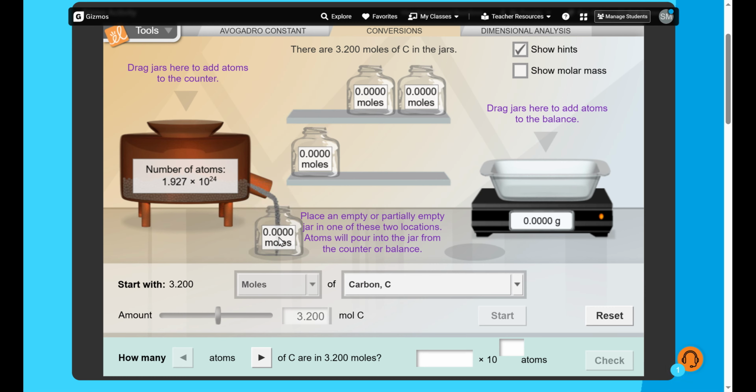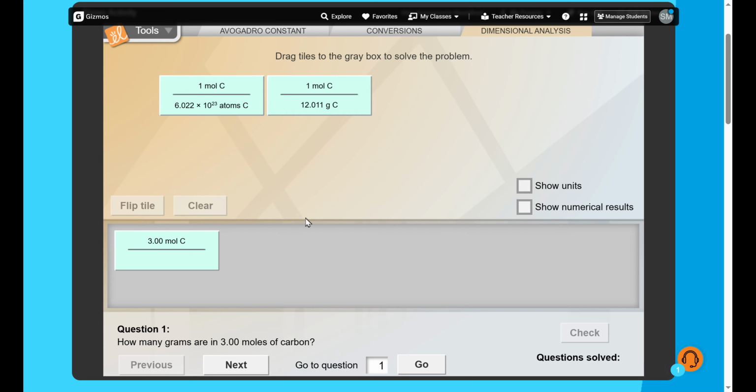Lastly, the dimensional analysis tab. This is perhaps the most useful tab of this gizmo. We have here a question 1. How many grams are in 3 moles of carbon? All right, so we're starting with 3 moles because that's what's given to us in our question. It is now up to us to drag and drop either of these tiles into this to help us solve the question. So once again, we're starting with moles, and we want to have grams at the end.